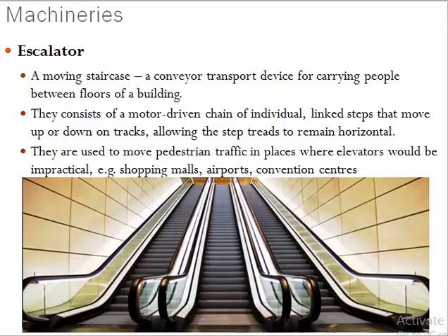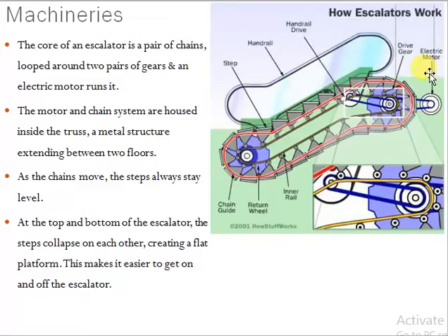So let me show you the cross section of an escalator and we'll discuss the working. Now this is how this escalator looks in cross section. These are the moving stairs on which we stand. This is the drive gear, the blue one. So every escalator has two drive gears and one electric motor which makes the drive gear move.